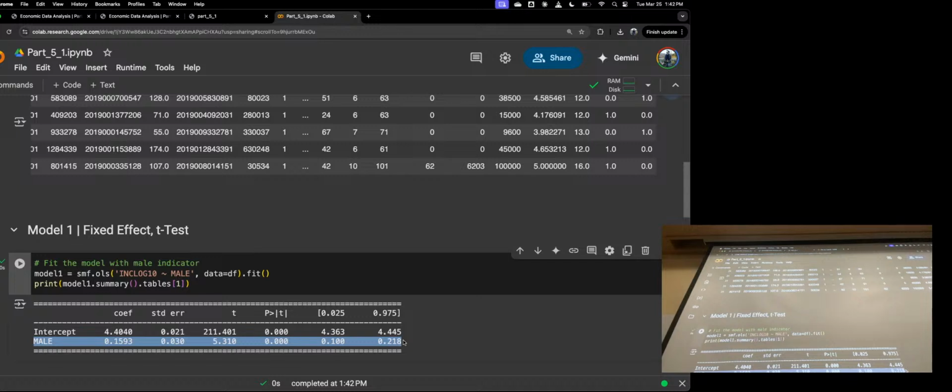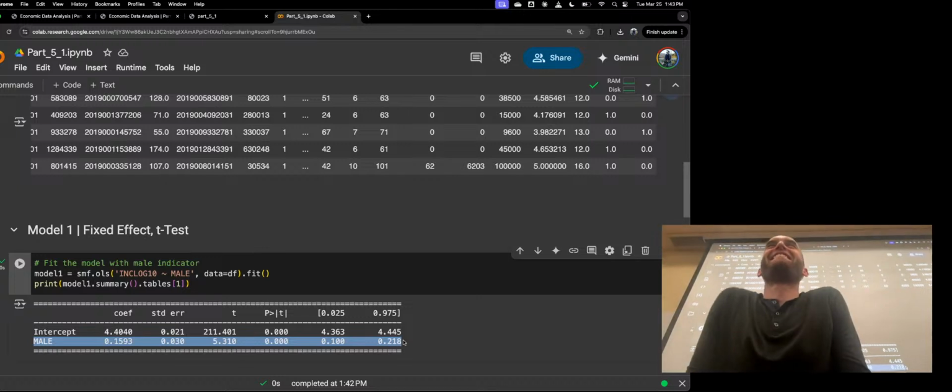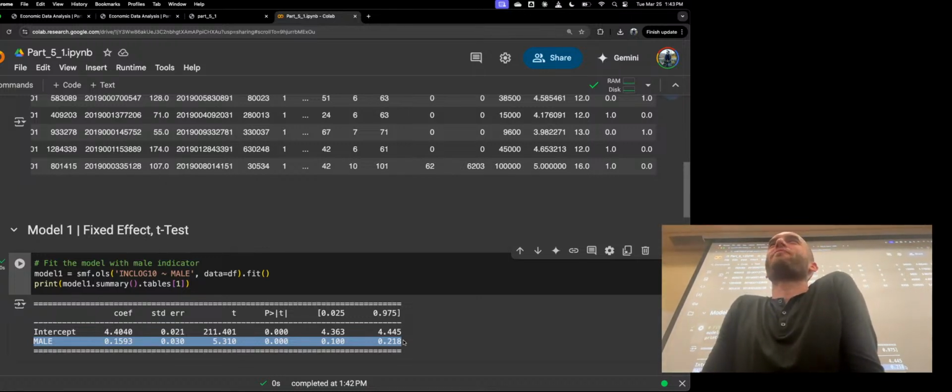So what I've done is I've tried to predict income using a vertical intercept and a binary indicator variable for male. This is like one of the core skills.